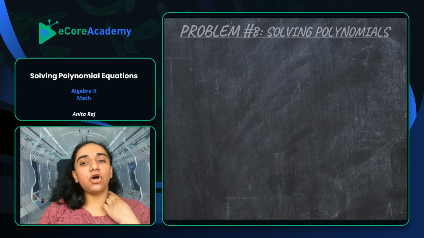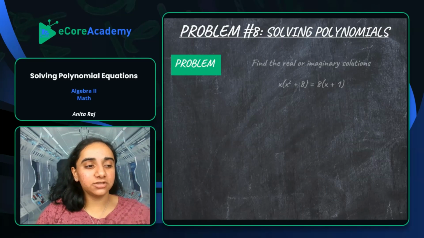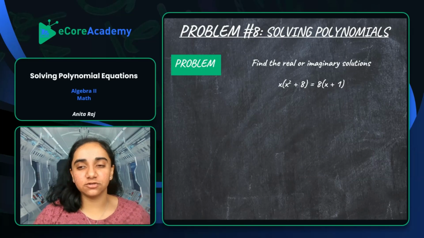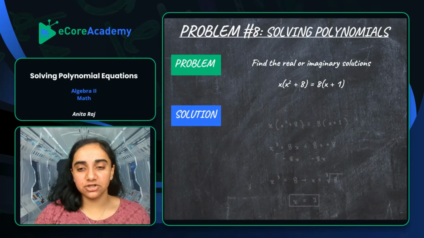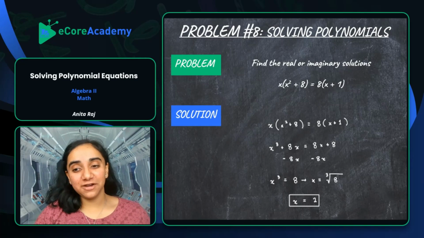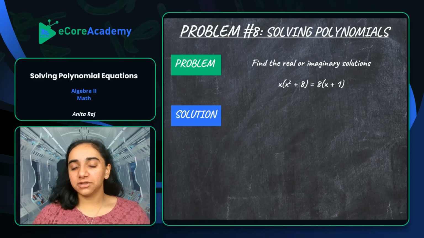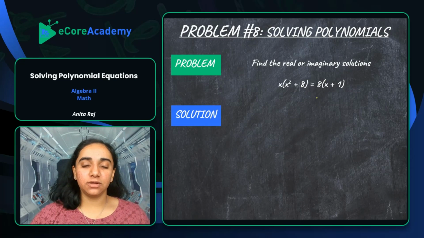Our last solving problem looks kind of difficult, but it really isn't. So find the real or imaginary solutions of this polynomial equation. Here's your solution pre-written. It's actually very, very short. I just wanted to throw this one in to show you that even though it might be a bit long-winded and look painful, it really is not if you just stay smart about it.